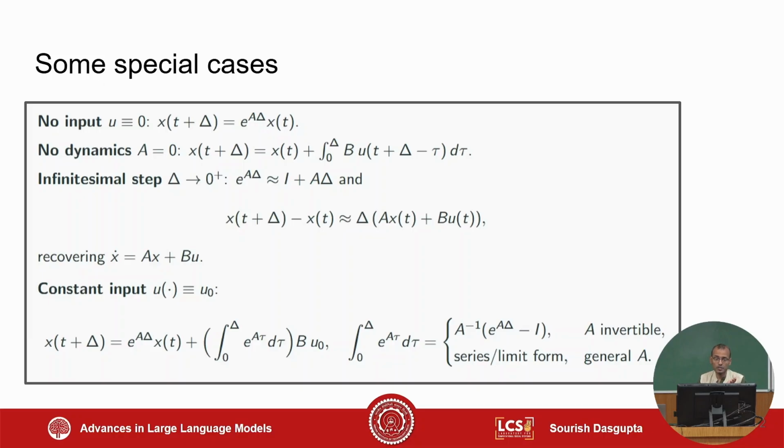No dynamics means a is zero. A is zero means it's basically a collapse. The matrix doesn't really exist in that sense. So it would be just x of t and whatever is that term. With an infinitesimally small step delta, you can see what it means. It basically comes down to the very simple case of ax plus bu, right? So that's the thing.